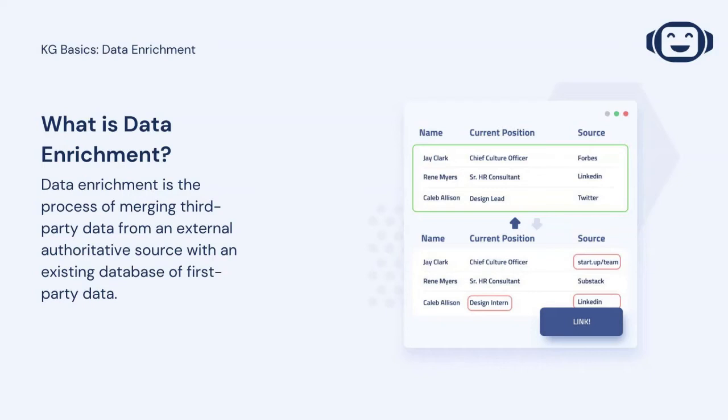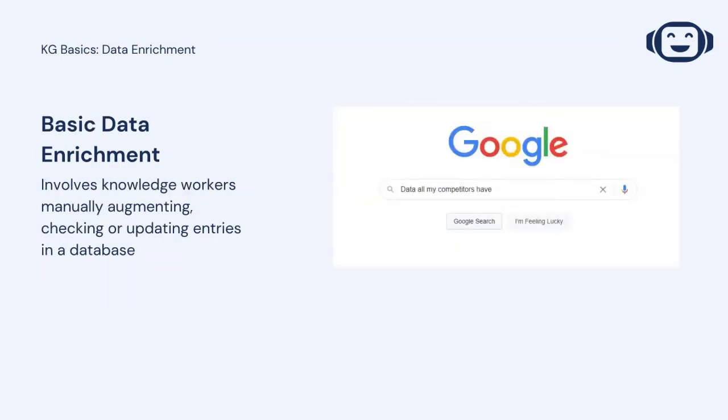First off, what is data enrichment? Data enrichment is the process of merging third-party data from an external, authoritative source with an existing database of first-party data. While the most basic form of data enrichment involves a knowledge worker manually looking up data to augment a record in a database, this process usually misses two components that supercharge the impact of data enrichment.